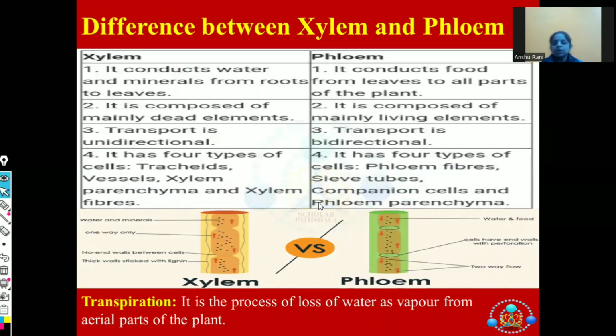That was about transportation in the human body. Now we have transportation in plants. In plants, we have two types of transporting system, that is xylem and phloem. Xylem conducts water and minerals from roots to leaves.